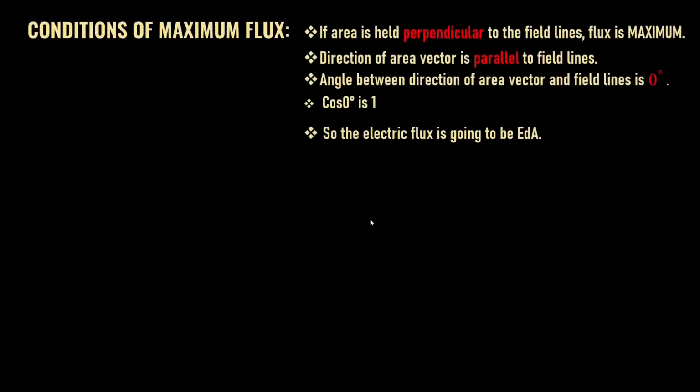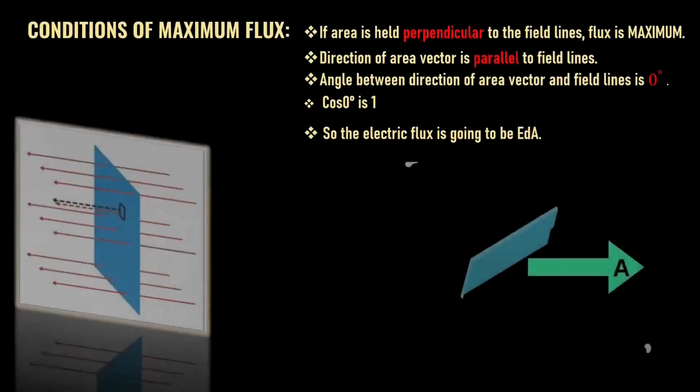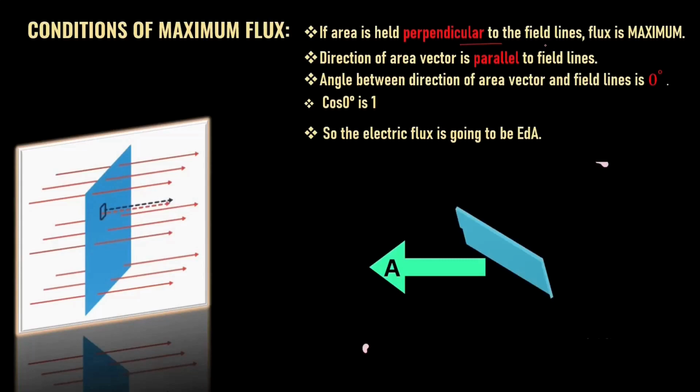Now let us see maximum and minimum flux. There are certain conditions of the maximum and minimum flux. So first of all, we will see the conditions of maximum flux. Let us try to understand these conditions. For that, the area is held perpendicular to the field line.